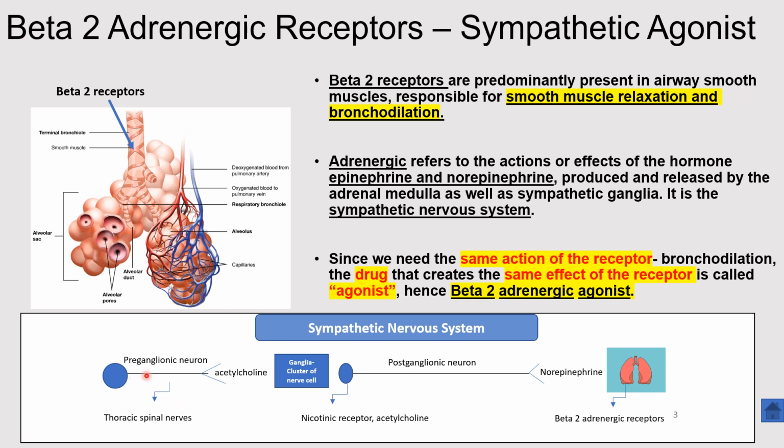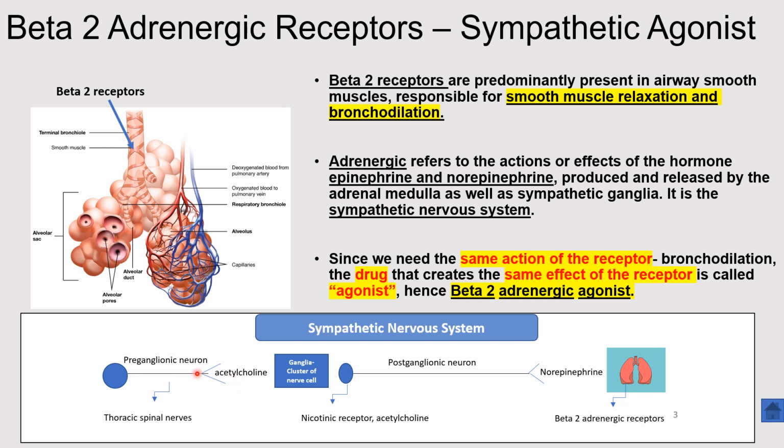The preganglionic neuron in the sympathetic nervous system secretes acetylcholine. That's a neurotransmitter, meaning, like humans, we talk different languages, the neurons talk different languages as well. So when they talk to each other, they produce a substance called a neurotransmitter. That's acetylcholine in this case, correct?